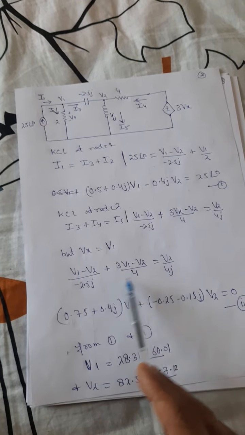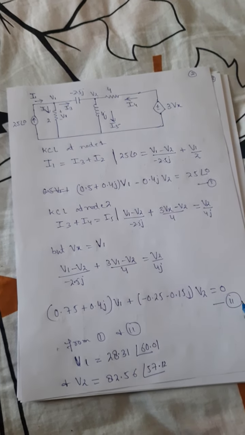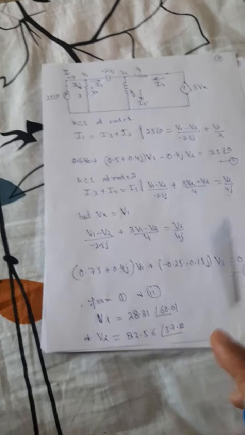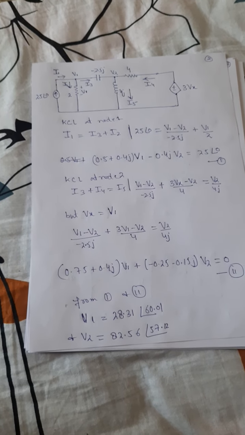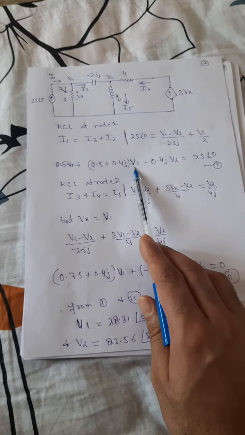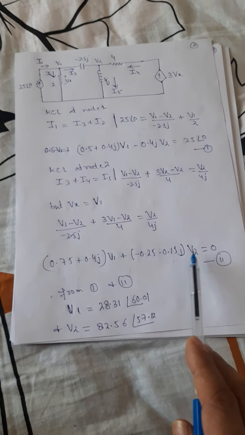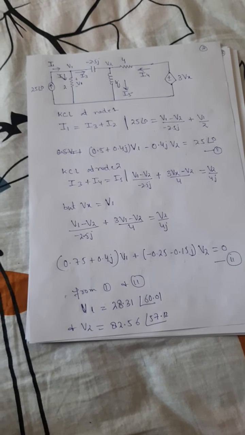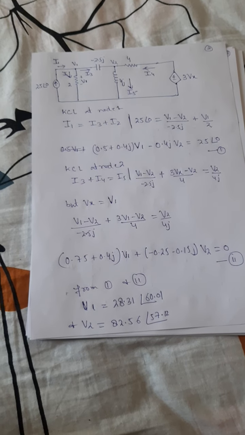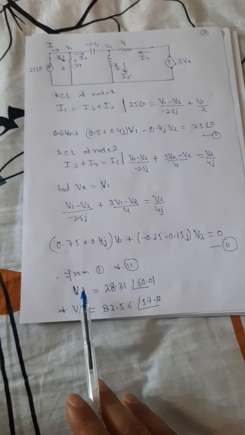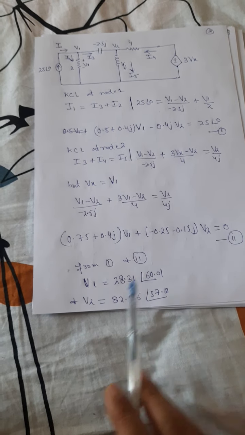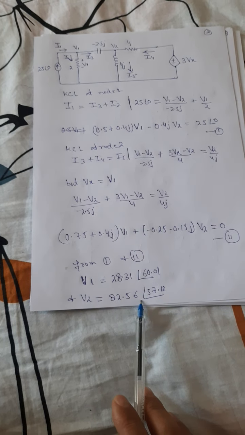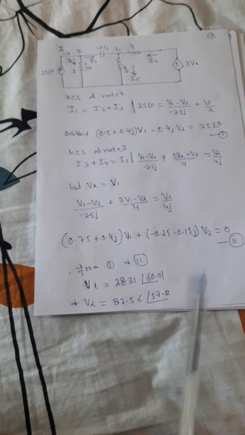After solving this equation with the help of your scientific calculators, you will get equation 2. If you can see, you have two equations, equation 1 and equation 2, and two unknowns, V1 and V2. So with two equations and two unknowns, you can easily calculate V1 and V2. You will get V1 equal to 28.31 angle 60.101, and V2 equal to 82.56 angle 57.12.